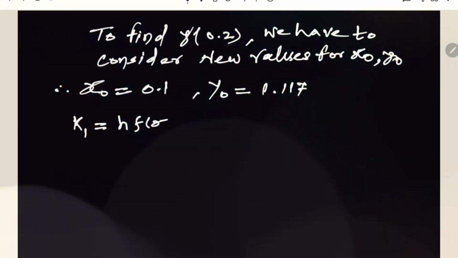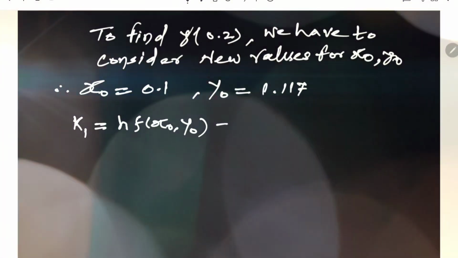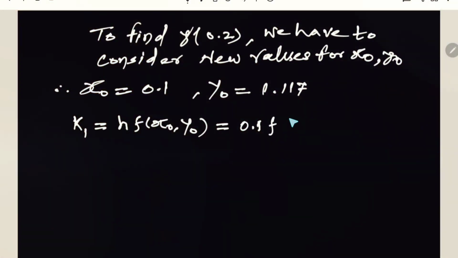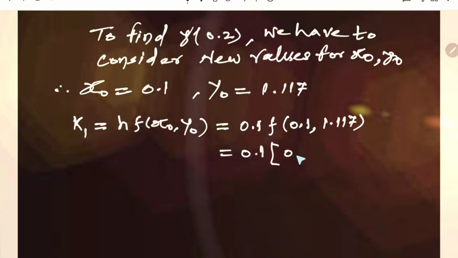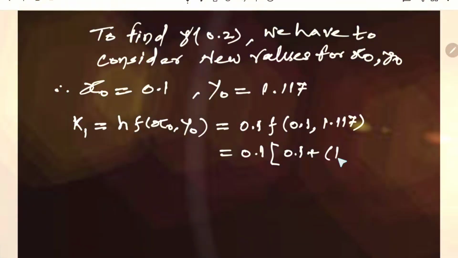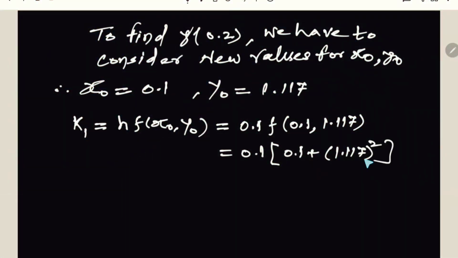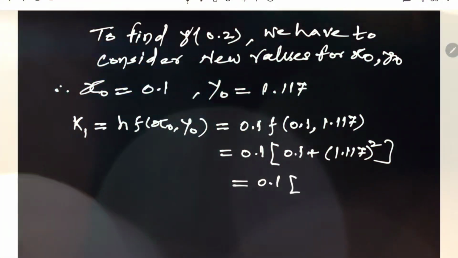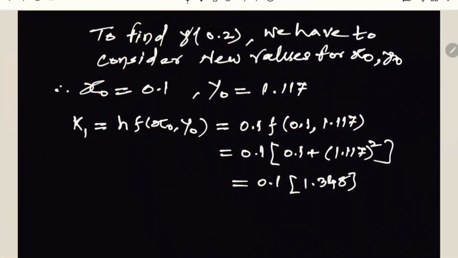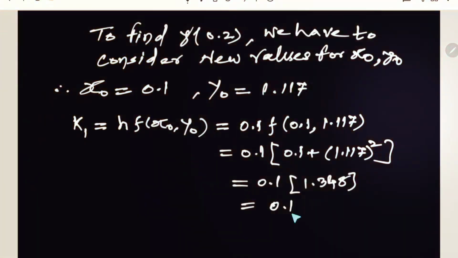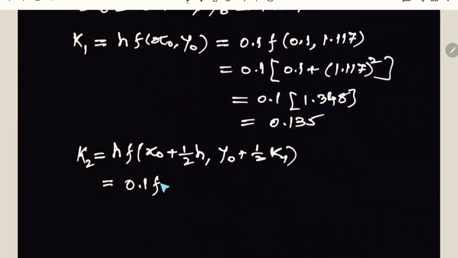Therefore, once again finding values of k1, k2, k3, k4. k1 as h into f of x0, y0, 0.1 into f of 0.1 and 1.117, that is 0.1 plus 1.117 whole square. Simplifying it, we get 0.1 into, by calculator we get value as 1.348. Multiplying it by 0.1, it becomes 0.135, sorry, 0.135.